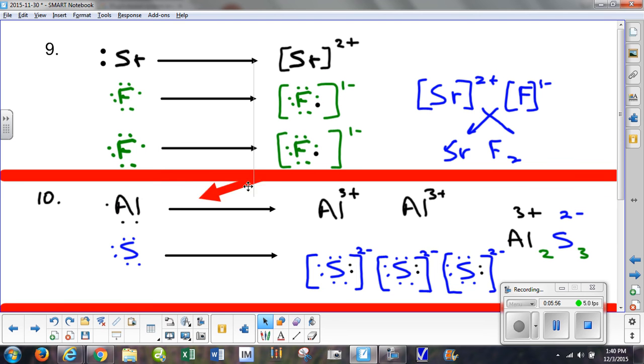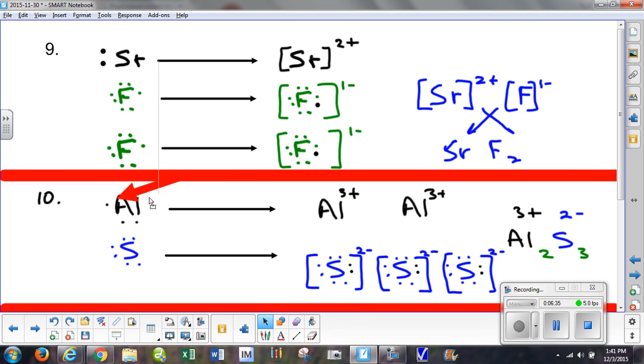This guy's aluminum. He loses 3 of his electrons, and sulfur wants 2. Well, how does that work? Well, you got to have more. So if aluminum's a 3 plus and sulfur is a 2 minus, sulfur gives you the subscript for aluminum, and aluminum gives you the subscript for sulfur. That's how I know there has to be 3 sulfur atoms, and there have to be 3 aluminum atoms, each of which has become an ion.